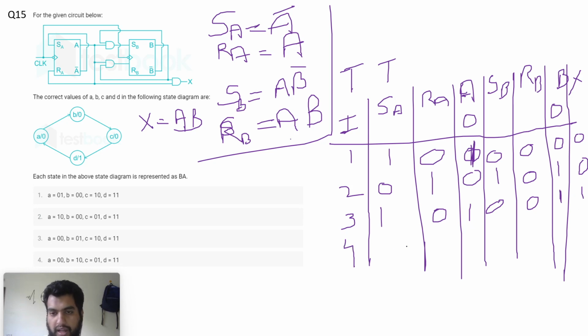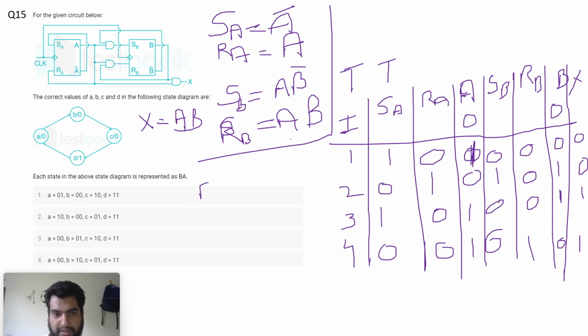Now 4, SA is equal to A complement is 0, RA is equal to 0, the state terminal is 1. SB is equal to AB complement, A is equal to 1, B complement is equal to 0, it will be 0. RA is equal to AB, so it will be 1, it will be 0, and it will be 1.